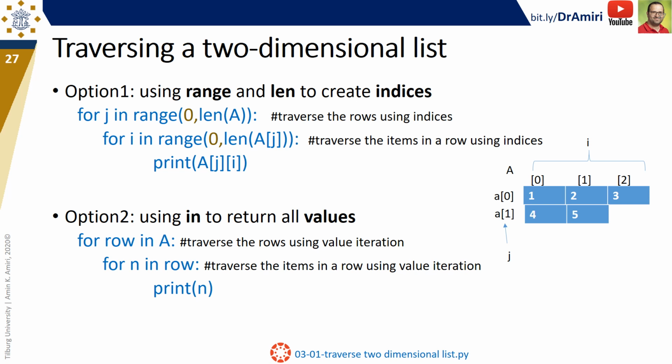As you can see in the second option, which is again the simplest option, you can simply use value iteration by saying for row in a, for n in row, and then do whatever you want with that element. Again, you only use option 1 if you need both values and indices. As you can see, I need to use this option for exercise 3.